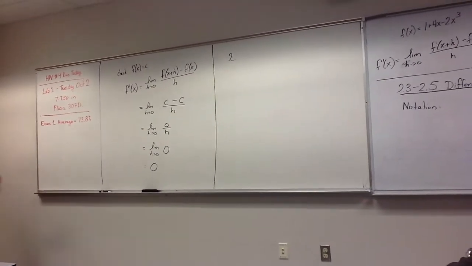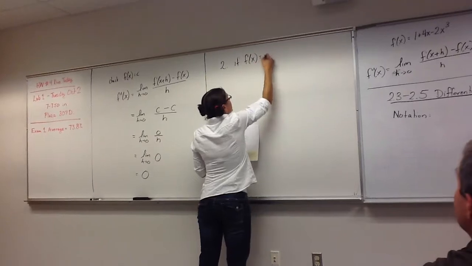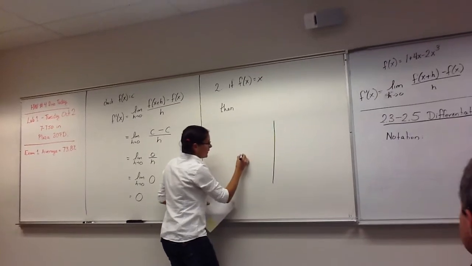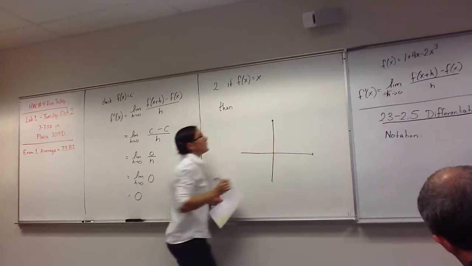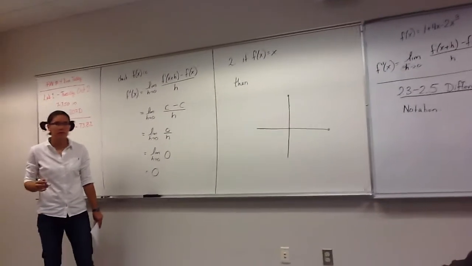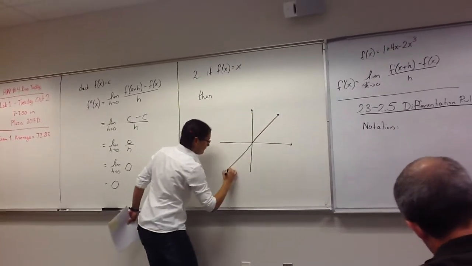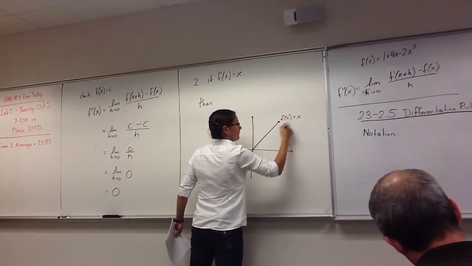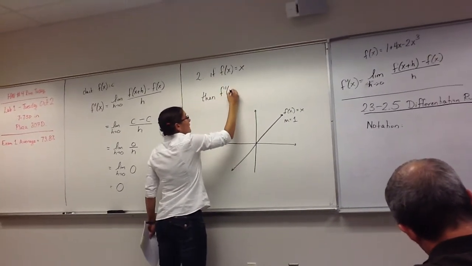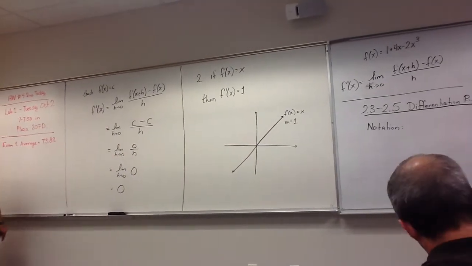All right, so rule number 2. If f of x is equal to x, then we want to know what our derivative will look like. So what does the graph of f of x equal to x look like? Yeah, it's a diagonal line, and it has a slope of 1. And that's true anywhere on the line. And so if f of x is equal to x, then the derivative is equal to 1, because the slope of our line f of x equals x is 1.